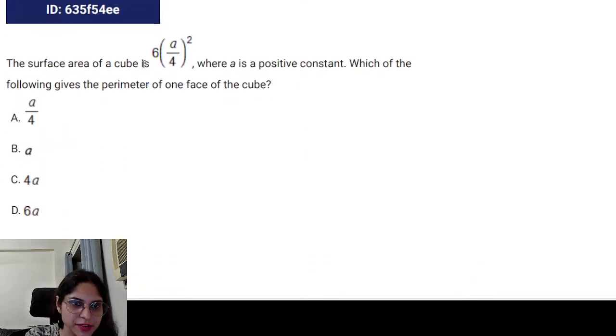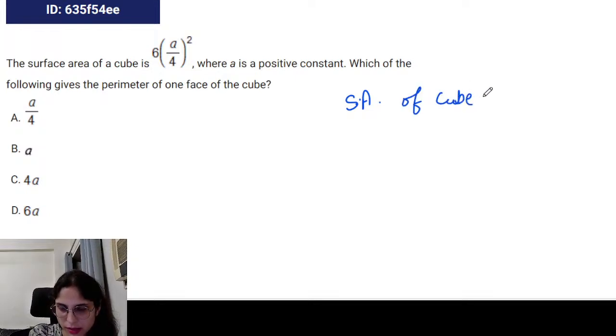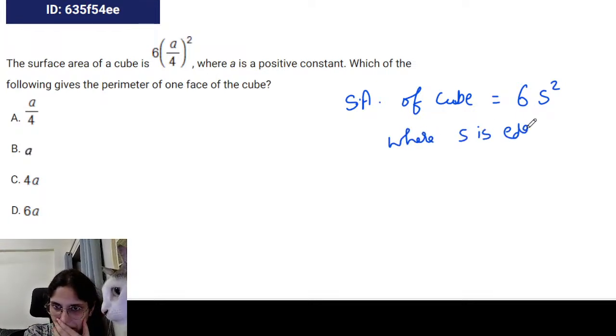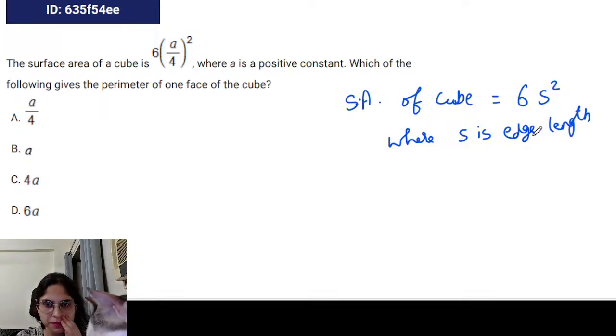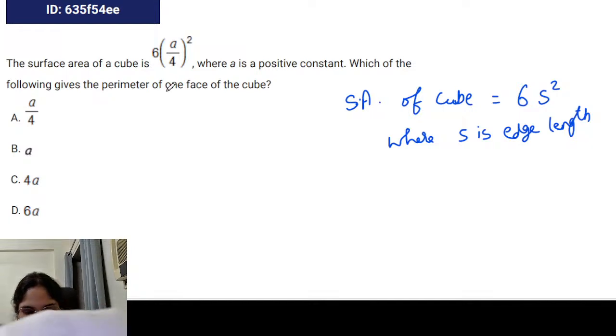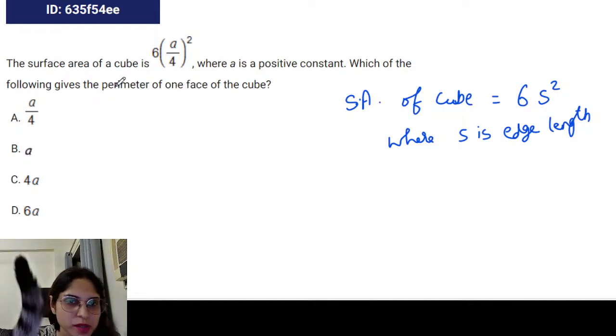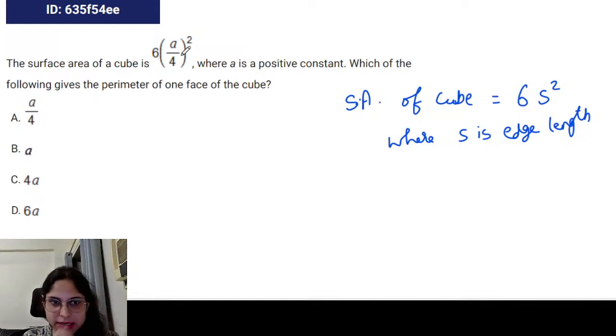Okay. Surface area of cube is this. So surface area of cube is 6s squared. This will not be given in the reference sheet, so you can write this formula, where s is edge length. And surface area is given as 6 times a over 4 whole squared. A is a positive constant. Which of the following gives the perimeter of one face of the cube?